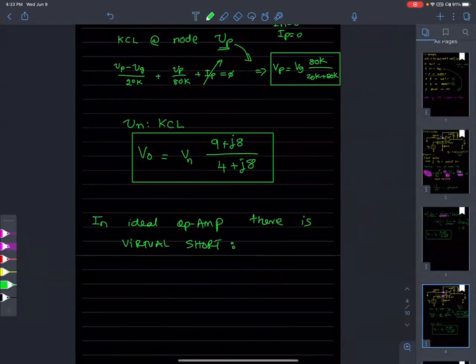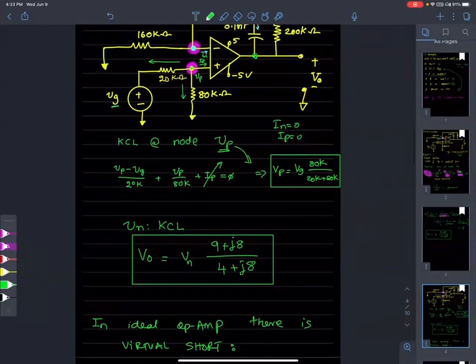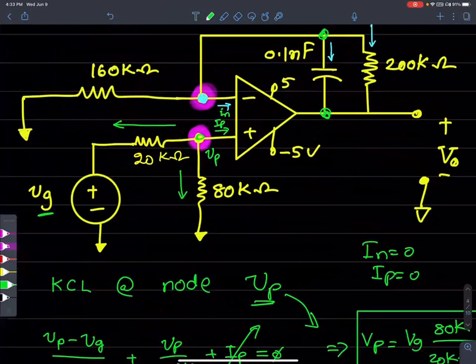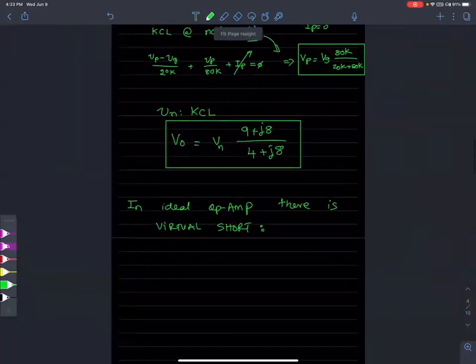Does that ring a bell? Virtual short. What does virtual short mean? So VP is equal to Vn. VP equals Vn, correct. So now what we can do is, in place of this VP, we can plug in Vn, or in place of Vn, we can plug in VP.